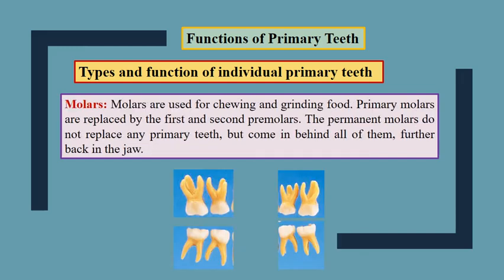Finally with molars. Molars are used for chewing and grinding food. تستخدم هذه الأسنان لمضغ وطحن الطعام. Primary molars are replaced by the first and second premolars. إذن المولر اللبني تستبدل بالمستقبل بالfirst and second premolar. The permanent molars do not replace any primary teeth. طبعا الأسنان الدائمية اللي هي المولرز ما راح تكون بديلة لأي سن لبني، وإنما يكون بزوغها خلف الأسنان اللبنية.